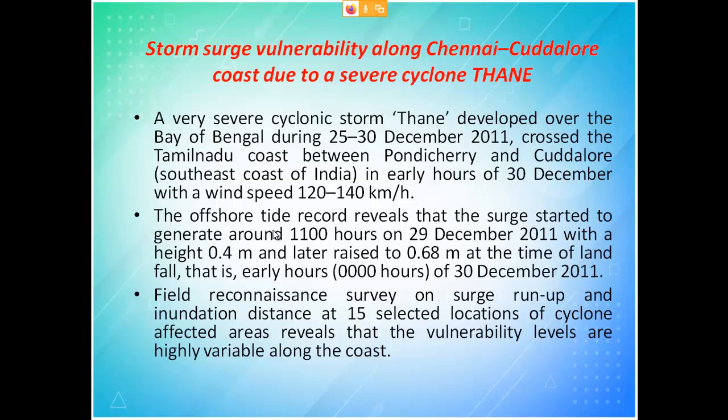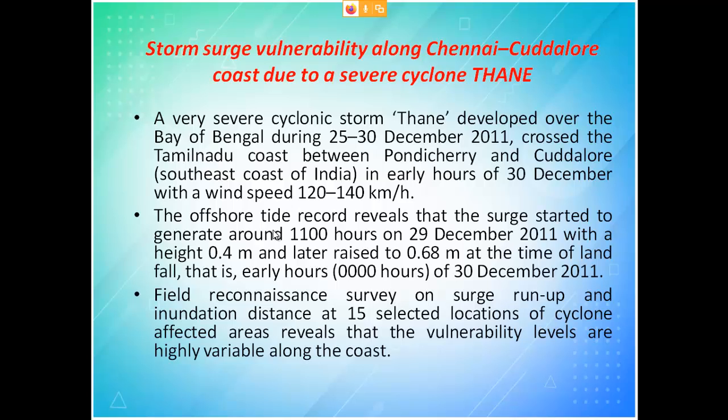We take a case study with respect to India, so that we know something with respect to the data. So now we are going to take Thane cyclone as our case study, which took place around 25th December to 30th December 2011. Okay, that was very severe, and it occurred on the coast between Pondicherry and Cuddalore in the early hours of 30 December with a wind speed of around 120 to 140 kilometers per hour.